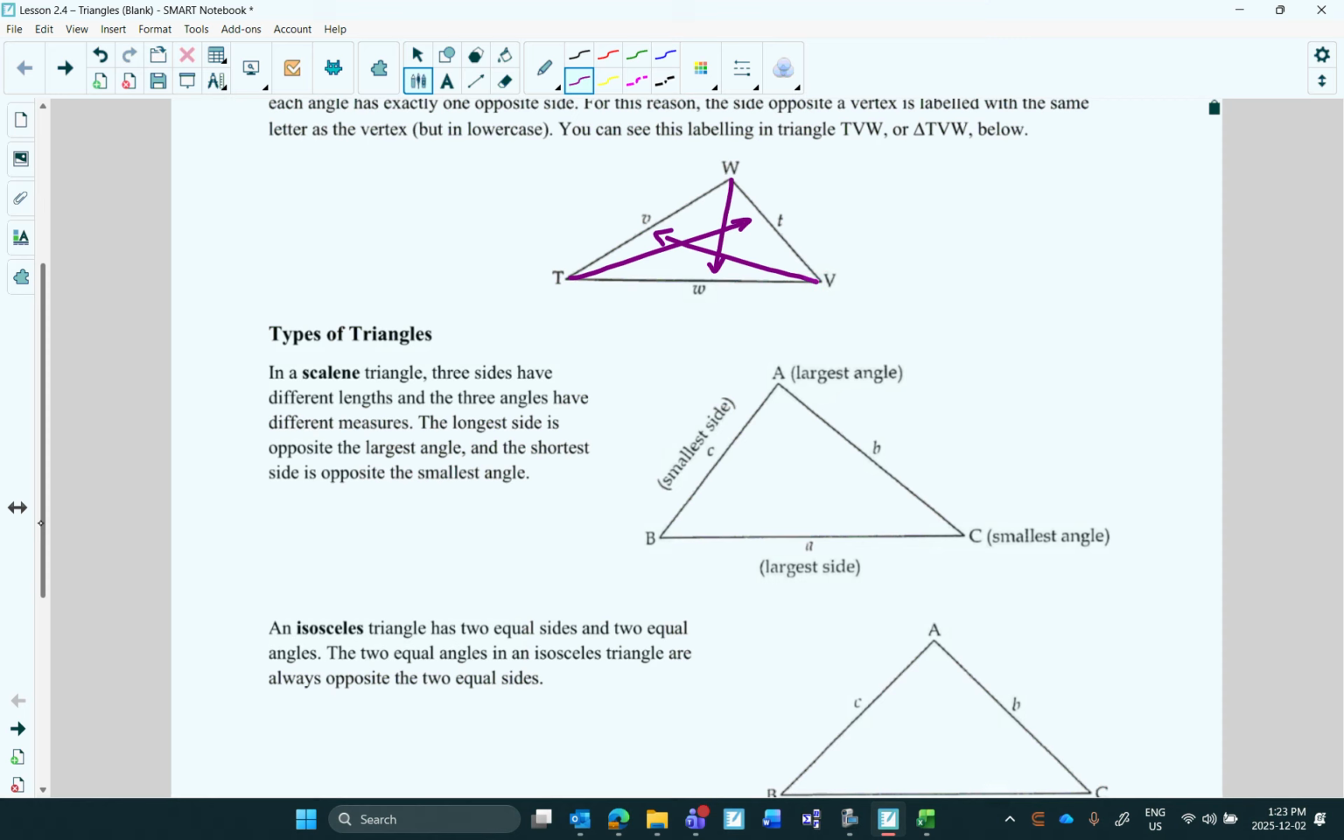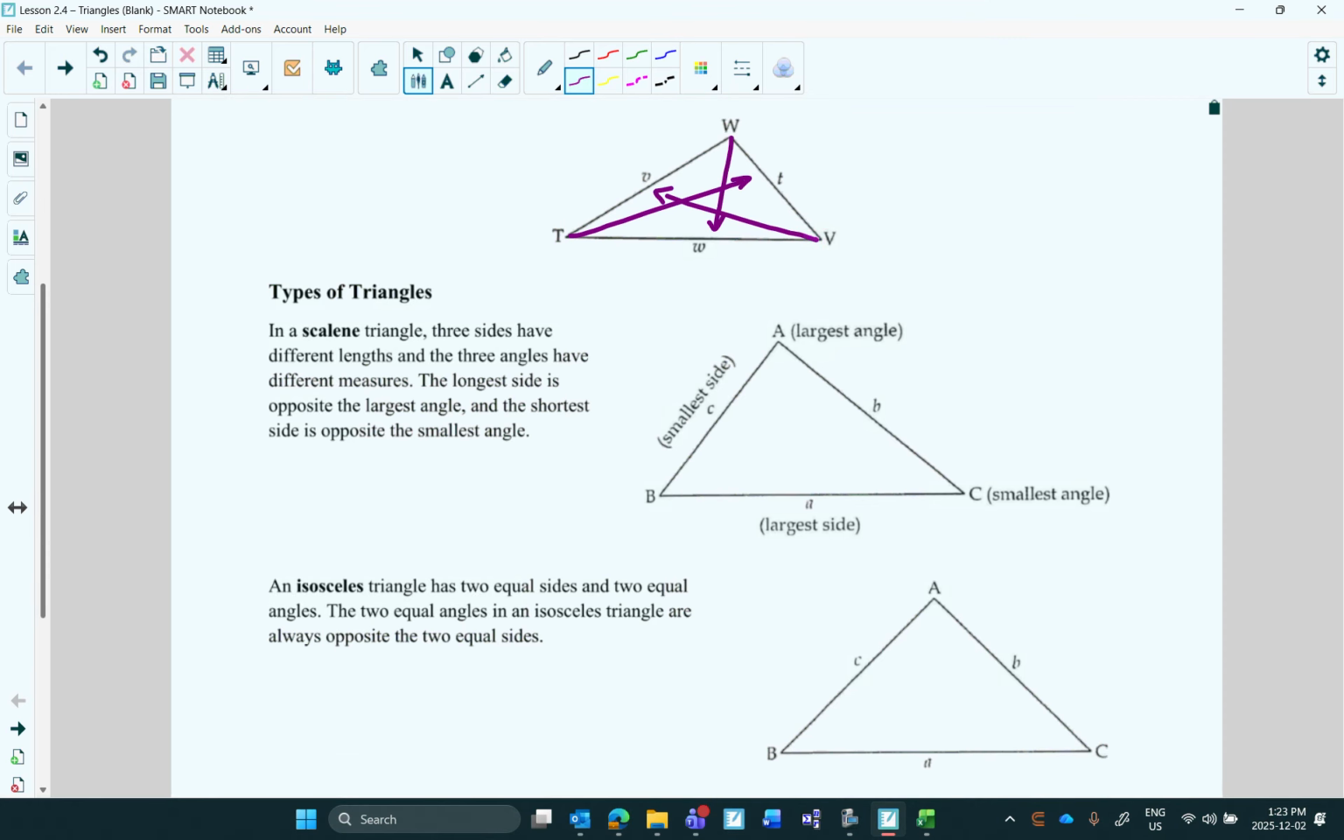Types of triangles. Well, depends on what we're going to look at. If we look at their sides and their angles, there's three basic types of triangles. One's called the scalene, okay, in which all the sides are different lengths.